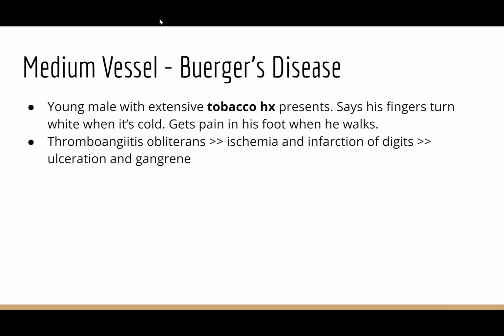And so over the progression, you get thromboangiitis obliterans. What happens is you get ischemia and infarction of the digits and then ulceration and gangrene of the distal digits.